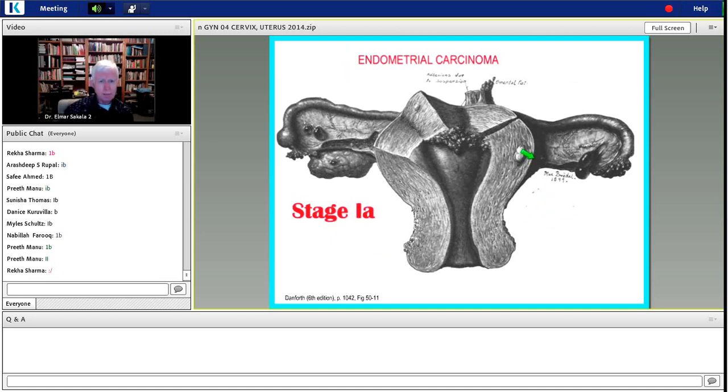Okay, what do we see here? Here's the uterus. This is the leiomyoma. And here we have only the endometrium involved. So this would be clearly stage 1A. This patient probably does not require any radiation, doesn't require any chemotherapy, doesn't require any lymph node dissection.